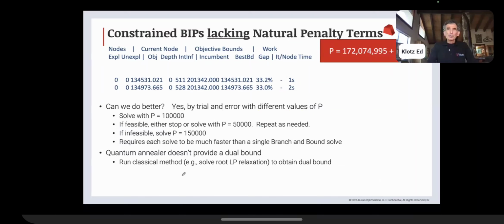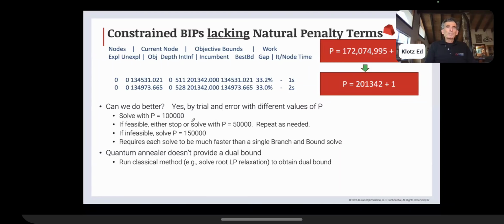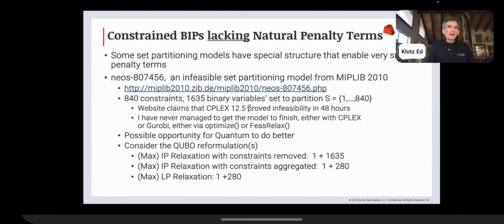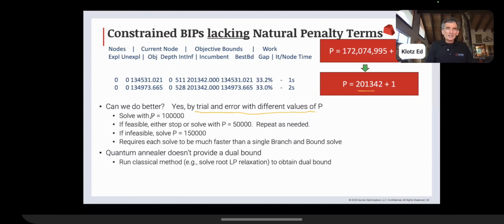All right, so we've made a lot of progress here. We've gone from over 172 million to just over 200,000. Can we do better? Well, we can sort of, by organized trial and error, tune the different values of P. So, all right, this is just over 200,000. Let's take roughly half of that, set P to 100,000. Solve it. If it's feasible, we'll either stop or try again with a smaller value and see if we can get a better objective. Or if it's infeasible, we'll bump it up to 150,000.